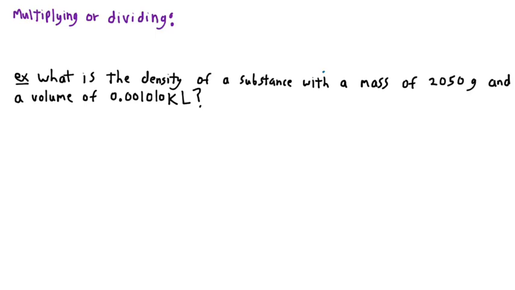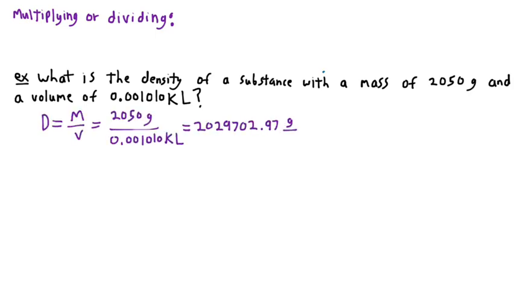So we have numbers with a lot of zeros in them in this example on purpose because the zeros change which digit is uncertain. Some zeros are just placeholders and some zeros are part of the measurement. So to find density, we're going to divide the mass by the volume. When we do that on our calculator, we get 2029702.97 grams per kiloliter. But probably not all of those digits are actually meaning something. So we need to count significant figures.